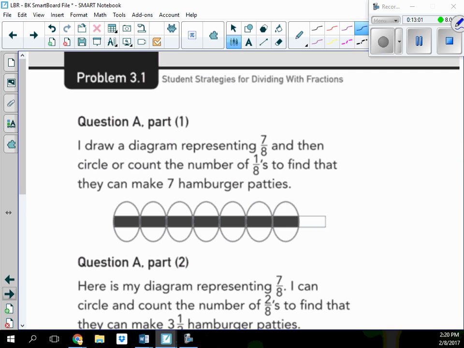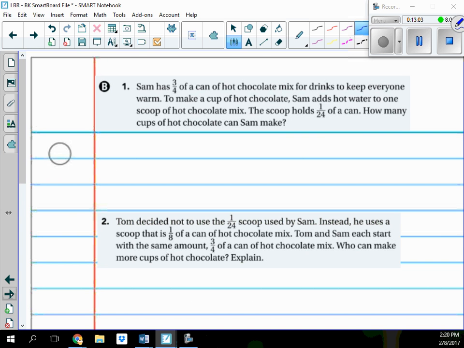All right. So we've moved on from hamburgers. We're now going to do hot chocolate, my kind of drink. And it says Sam has 3/4 of a can of hot chocolate mix for drinks to keep everyone warm. To make hot chocolate, Sam adds hot water to 1 scoop of hot chocolate mix. The scoop holds 1/24 of a can. How many cups of hot chocolate can Sam make?